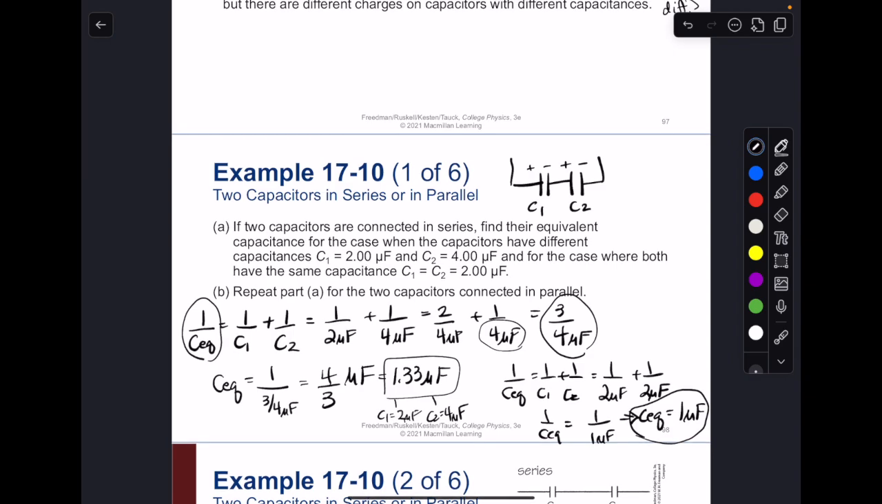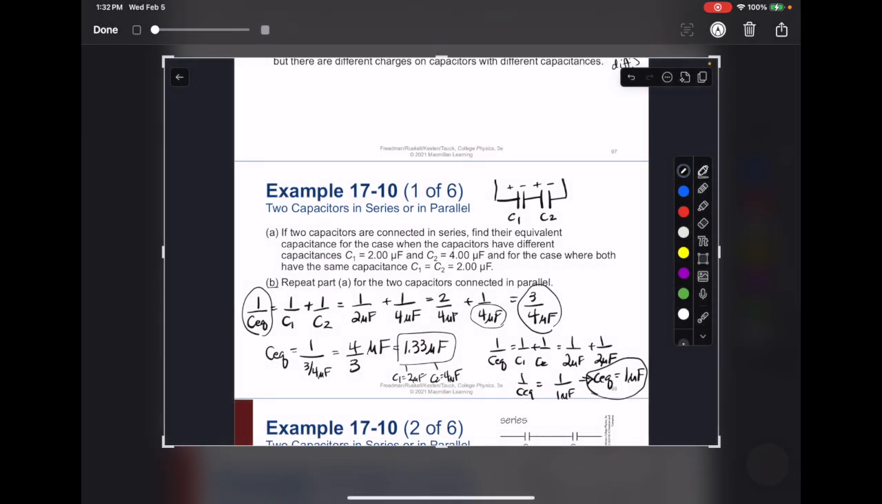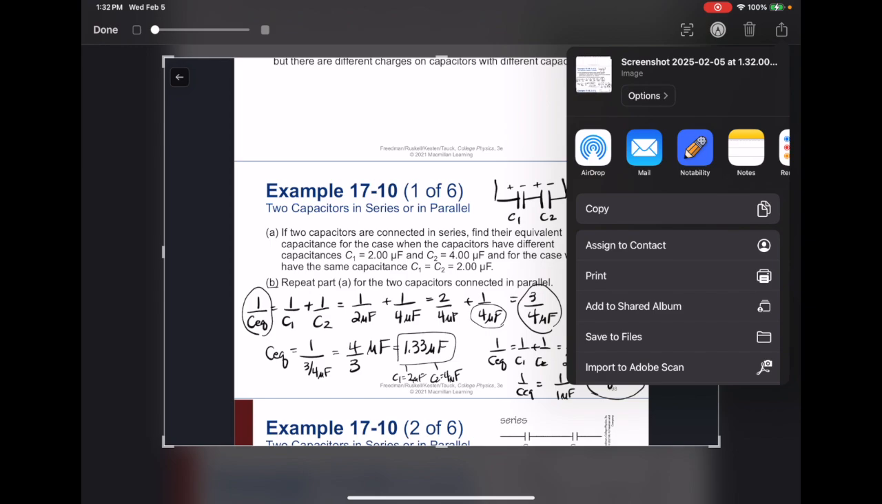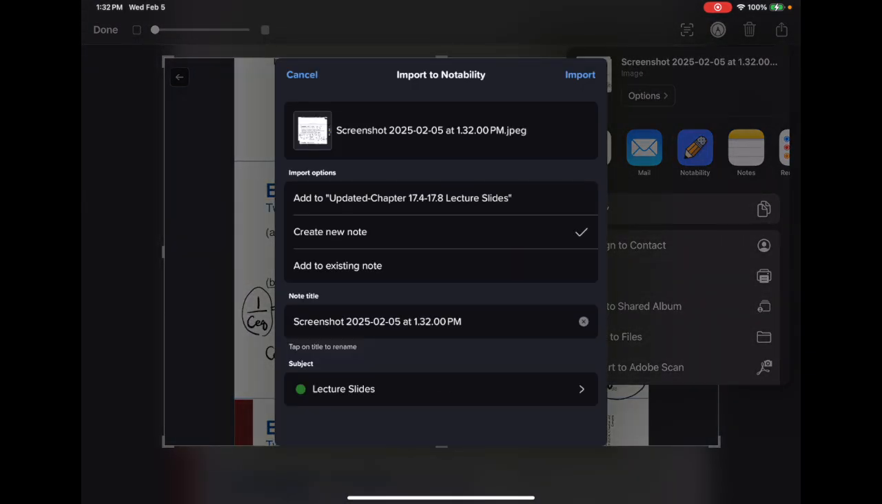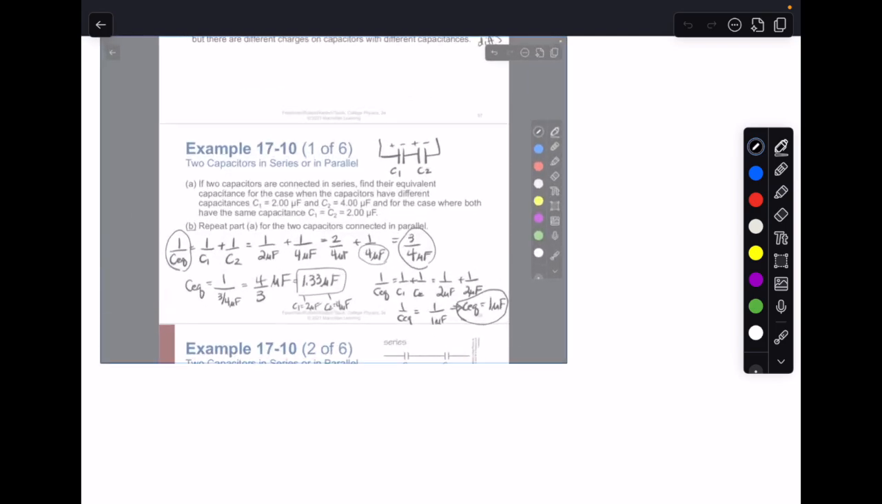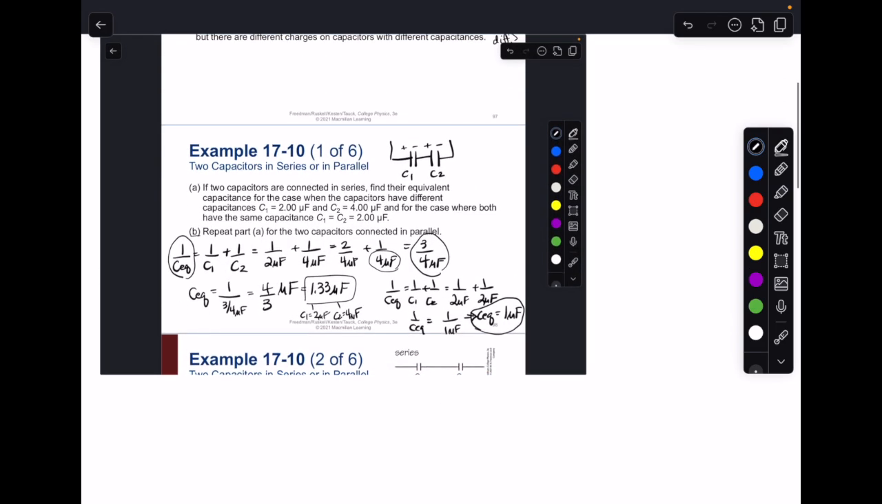So let's look at part B. I should have made a little bit more room. Let me copy and put this over in a separate page. Okay, that's part A. Part B is in parallel. Let's do the same thing if they're in parallel. Compare.